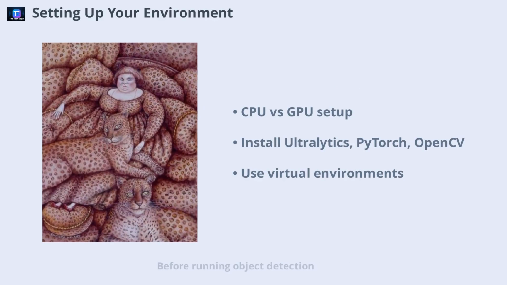Before running object detection, you need to set up your Python environment. The requirements depend on your hardware, whether you're using a CPU or a GPU. For most users, a CPU setup is quick and lightweight. You'll need to install the Ultralytics library, PyTorch, and OpenCV. Using a virtual environment and a package manager like UV helps keep dependencies organized.